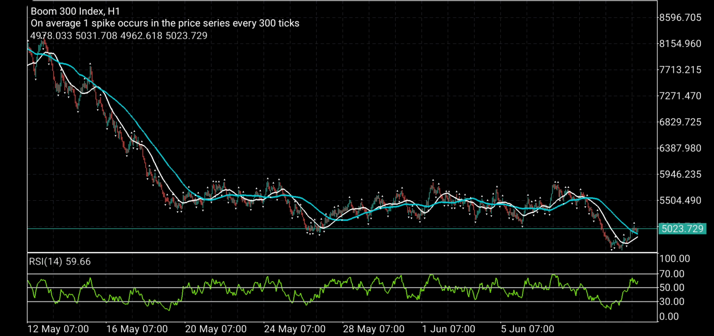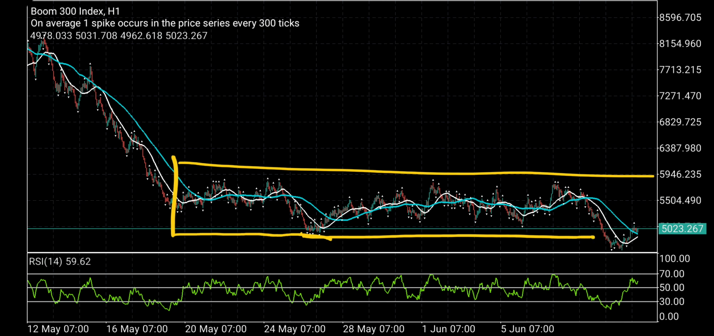Boom 300. Boom 300 too has ranged for a very long period of time, with the all-time low right here, a lower low right here, and the market is pulling up. This is the last resistance level taking the market up. So it's pulling back into the last resistance level. It might turn that into a support level to continue going down, or if it breaks it and comes back for a retest, then we expect an uptrend.